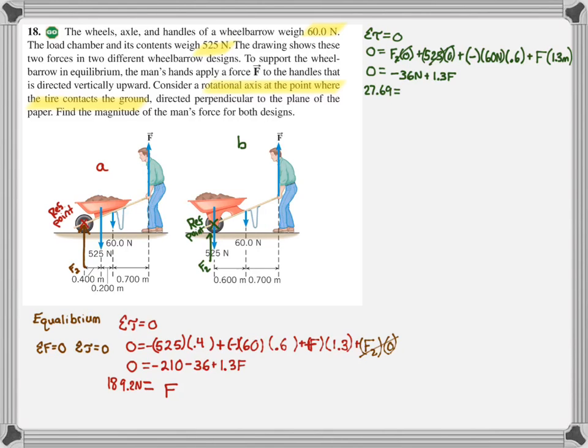And then when we clean it up and solve for the force that the person has to exert to lift the exact same load, it's only 27.69 newtons. So he only has to use 27.69 newtons to lift something that weighs 525 newtons, and in addition to the wheelbarrow, he's actually lifting 585 newtons. So that's where the design of a wheelbarrow comes into play. Not all wheelbarrows work the same. You have to actually think about them and find that one wheelbarrow actually works better than the other just by design.